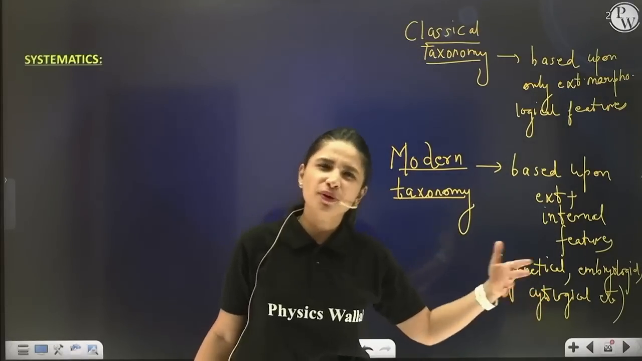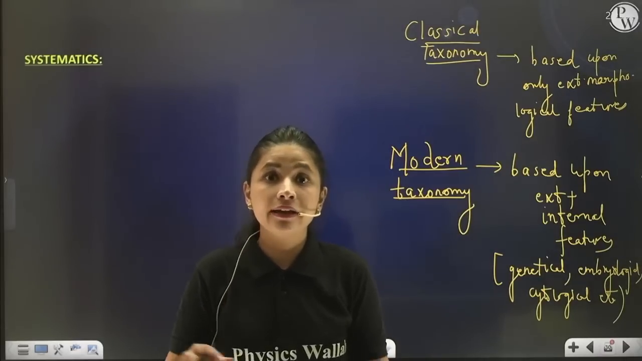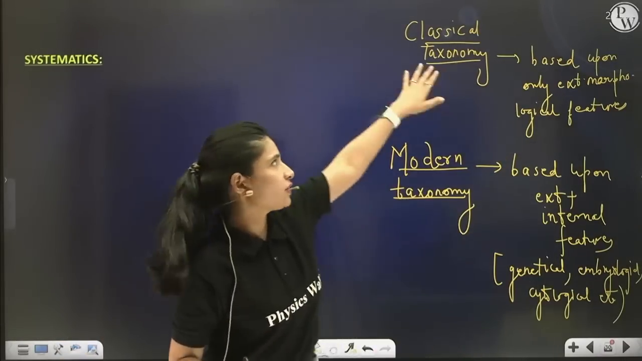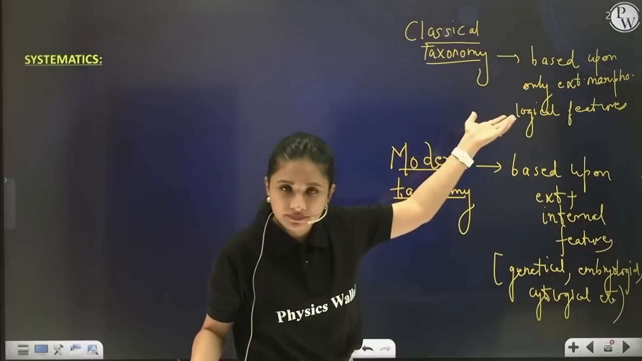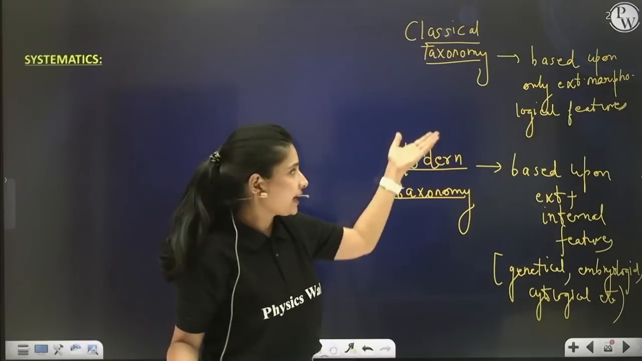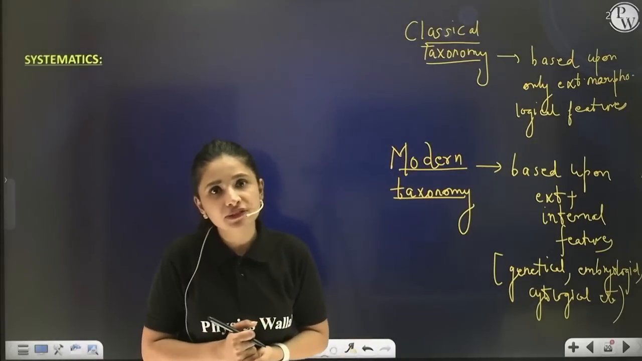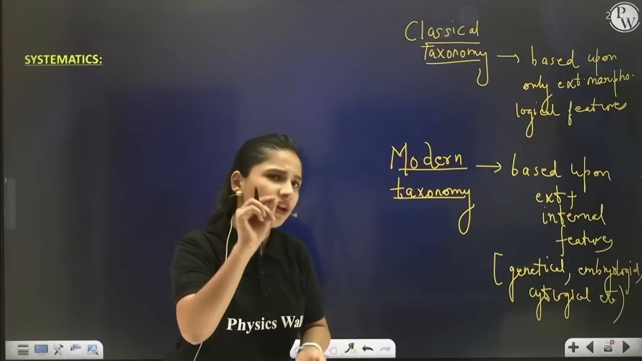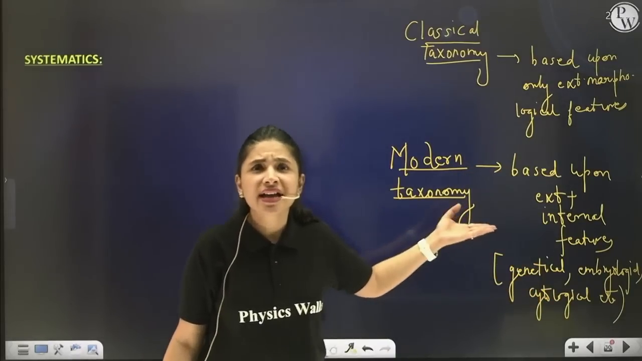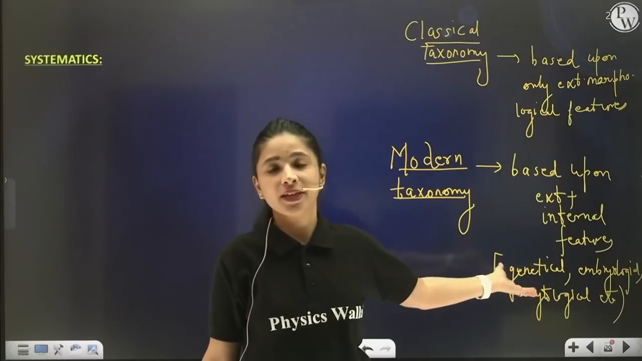But there is one problem with humans. You know, human tendency is to never get satisfied. Scientists, initially they were not happy with classical taxonomy. They found flaws in classical taxonomy. Then came modern taxonomy. Here also scientists are not satisfied. Can you tell me why? So many features we have included now. Still, why are scientists not happy with this modern taxonomy?